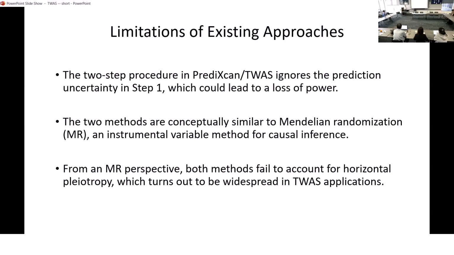And second is that for those people who are more familiar with the statistical or causal inference literature, maybe you will quickly recognize that this two-step approach is basically a two-step Mendelian randomization, where Mendelian randomization is an instrumental variable method for causal inference. So from a Mendelian randomization perspective, you can clearly see that both methods, first, fail to account for the gene expression prediction uncertainty, but also second, perhaps even more importantly, they fail to account for the so-called horizontal pleiotropy effects, which turns out to be quite widespread in TWAS applications. I'll show you later.